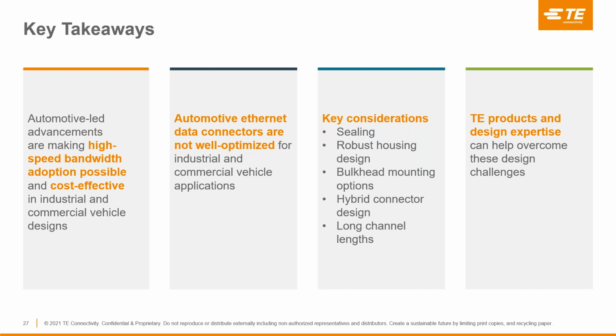So the key considerations, as many of us know, is sealing, the robust housing design, the ability for having bulkhead mounting options for hybrid connector designs that allow for the integration of power and signal without giving up extra board space or extra panel space in the vehicle, and to address longer channel lengths than what is seen in most typical automobiles, with 15 meters getting as high as 40 meters. Those are key considerations to keep in mind when looking for the types of connectors to implement automotive Ethernet into your product.